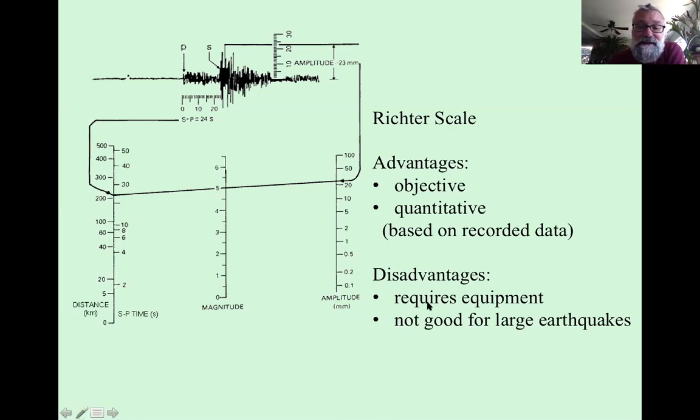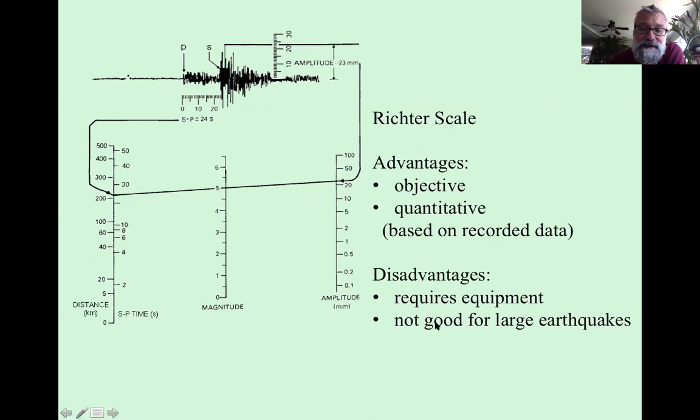Another disadvantage is that it does require equipment. You have to have a seismometer and a reading in order to do it, unlike the Mercalli scale, which just is based on observations. But the advantages to this one is that it is objective. Every person should come up with the same magnitude based on their seismogram. And it is quantitative, so we can actually look at data and go back to it.